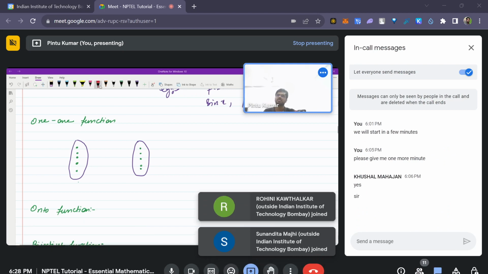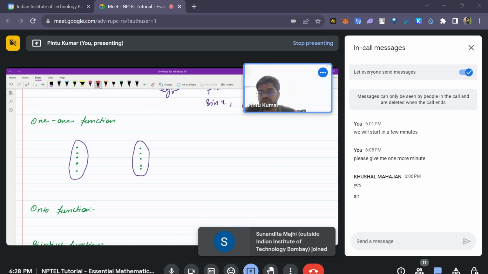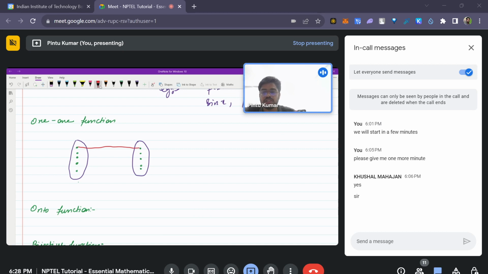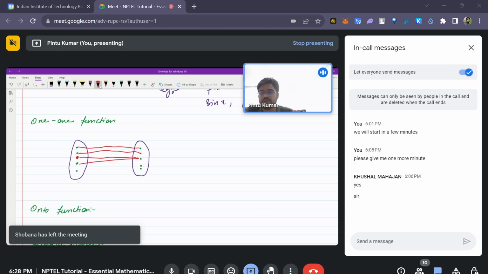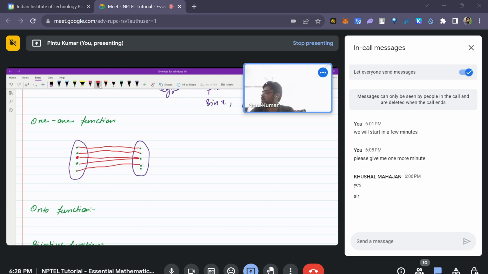So what I said is that for a function to exist, every point on your left hand side, that is your domain, must be mapped to some point on the right hand side, that is your codomain, right? But also I said that the mapping should be unique, that any element of the left hand side should not be mapped to two elements on the right hand side, right? But I didn't say anything about the condition on the right hand side.